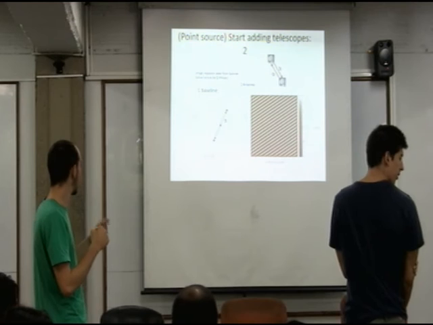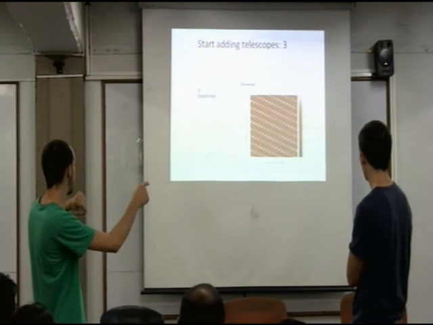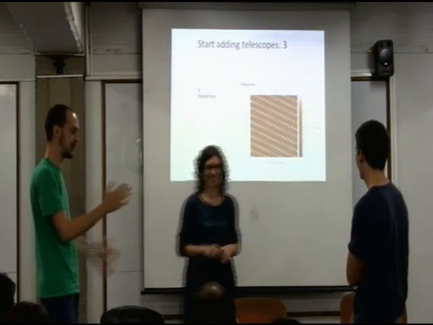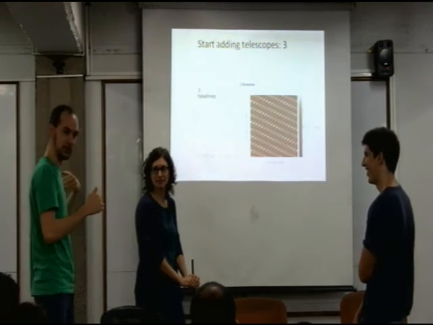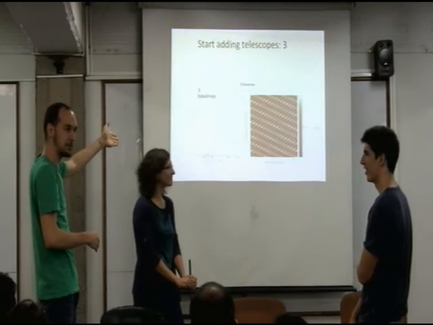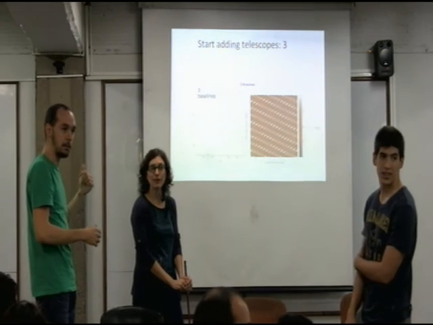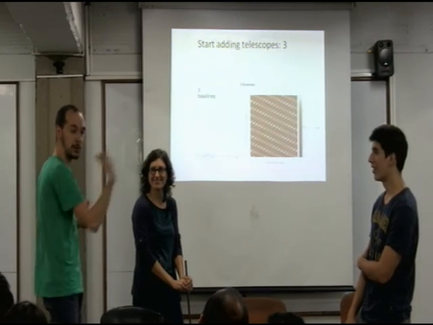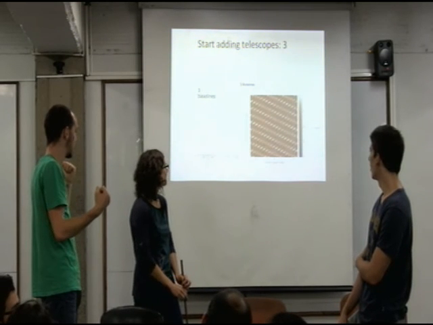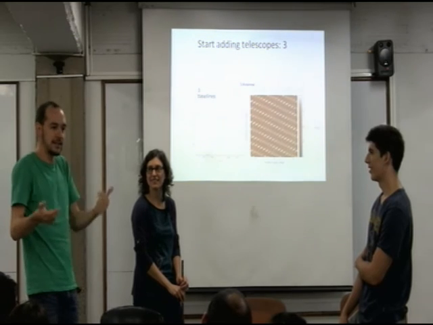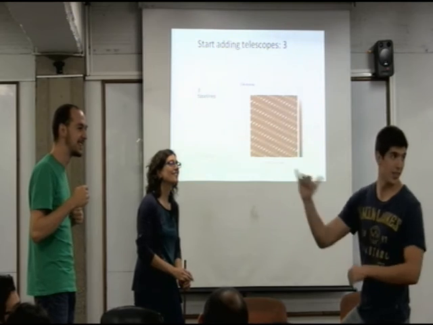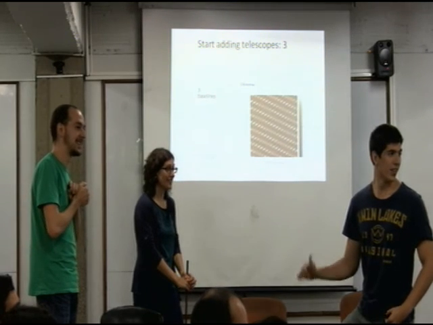So with 3 telescopes, the 3 of us, 1, 2, 3, 4, 5, 6. So why are there 6 points? Aren't those both baselines the same as in the past one? But why are they the same in the past one and not in this one? They are not.